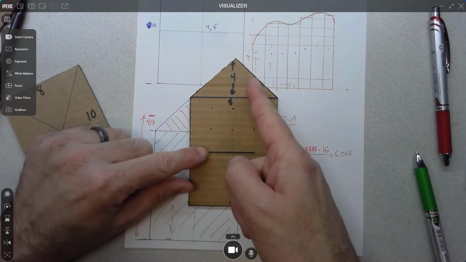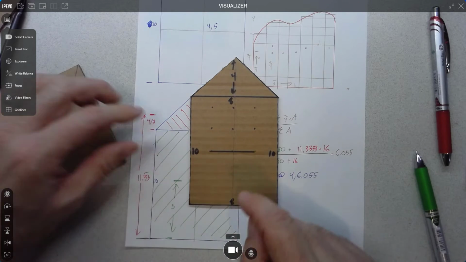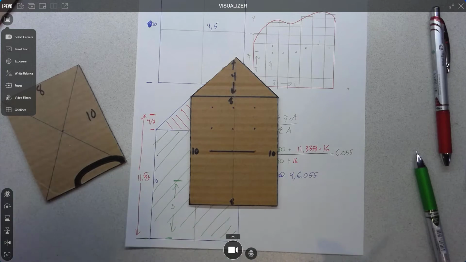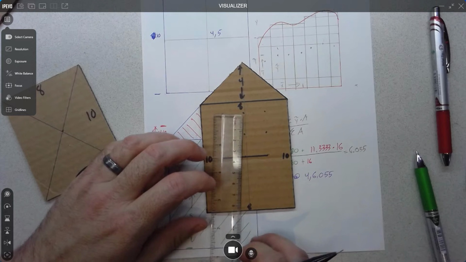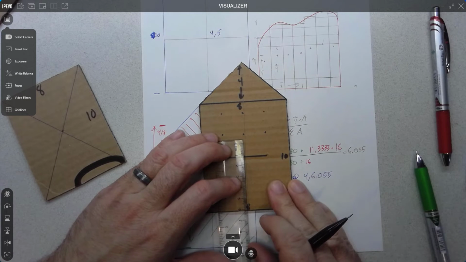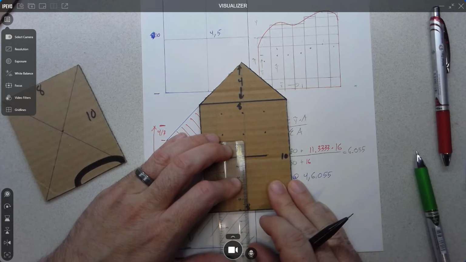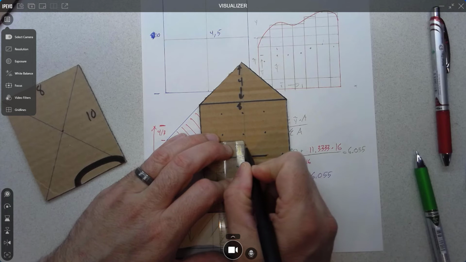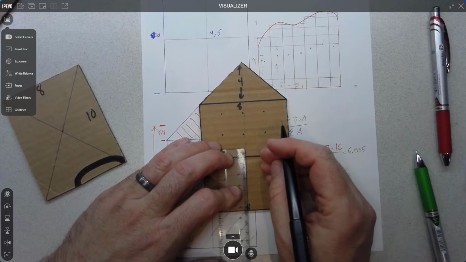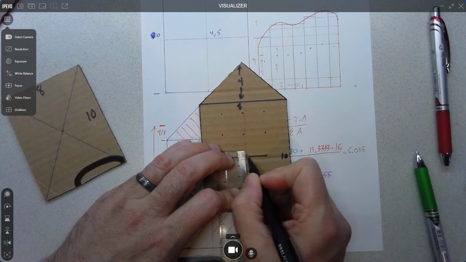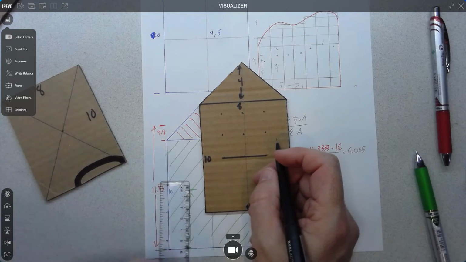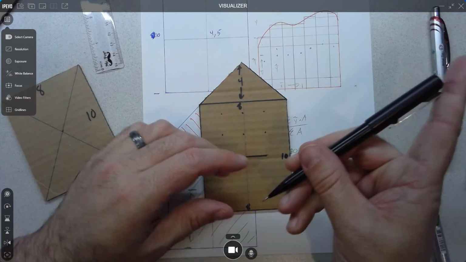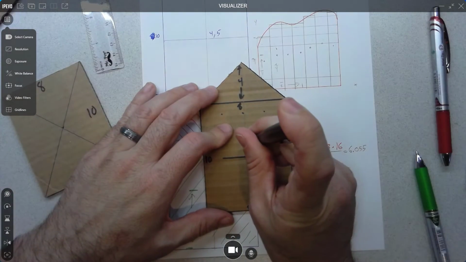And we've got our axis of symmetry down the middle, and then we just figured out where our y-bar would be at 6.055. So if I measure up 6.055, that's going to be about right there. And just as a reminder, our previous centroid was at 5, which is about right there. So it shifted up just about 1 centimeter. And so let's mark that through to the other side.